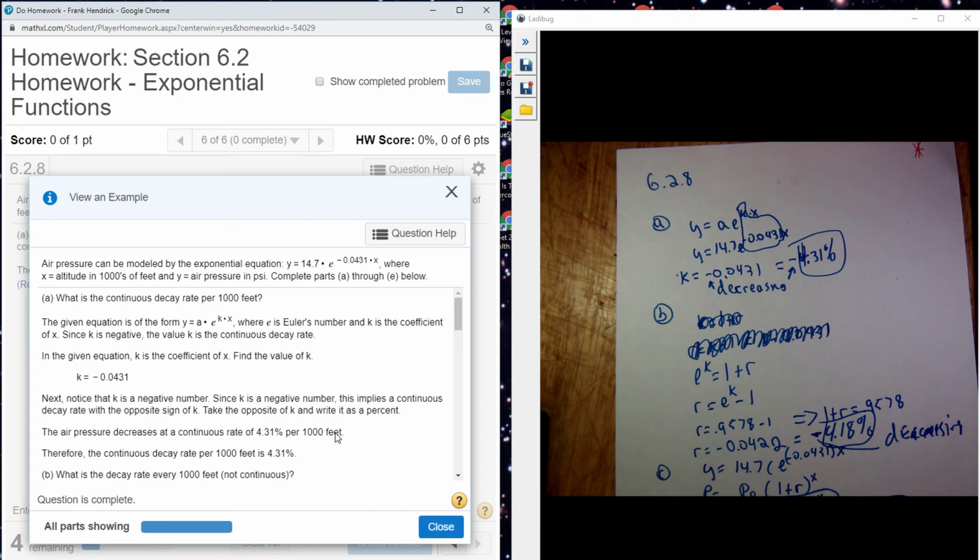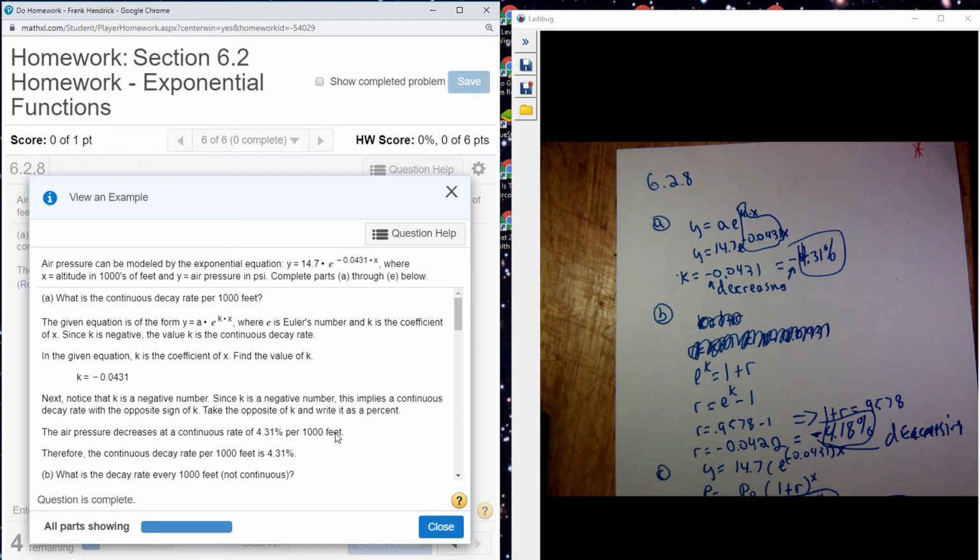Air pressure can be modeled by the exponential equation given there: y equals 14.7 times e to the negative 0.0431x, where x is the altitude in thousands of feet and y is air pressure. So for this one, notice it said x represents thousands of feet. So if x was 2, that would represent 2,000 feet. If x was 3, that would represent 3,000 feet, and so on.